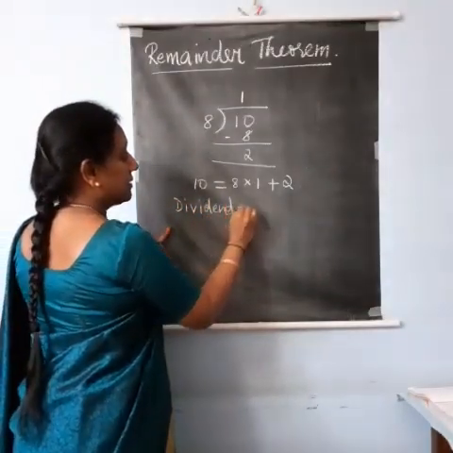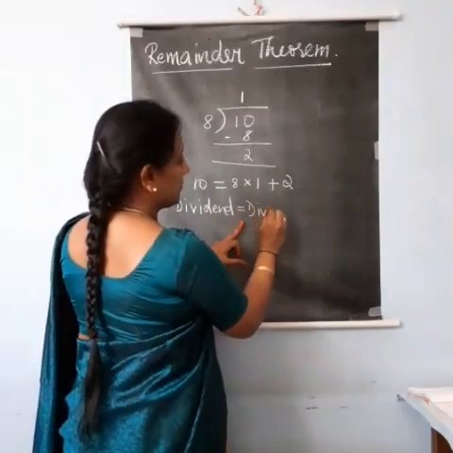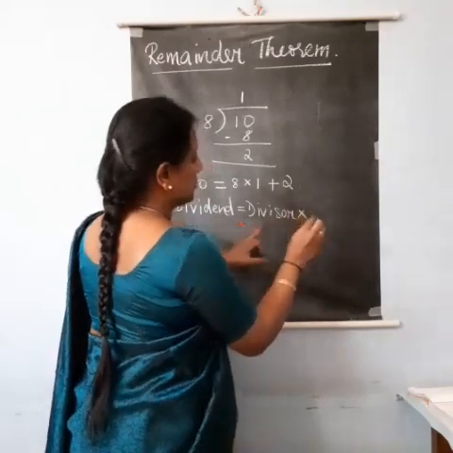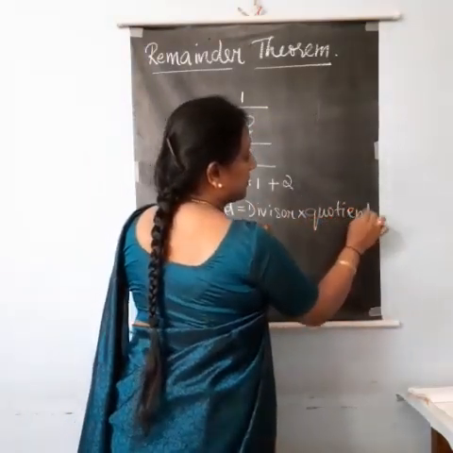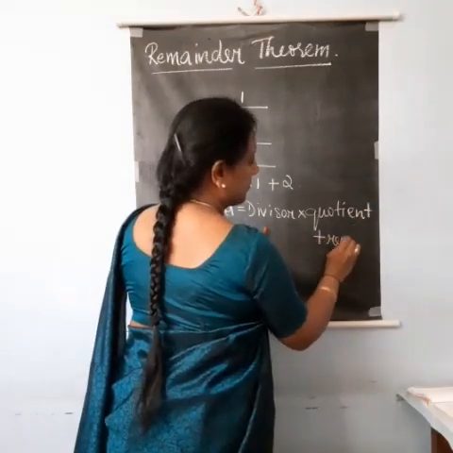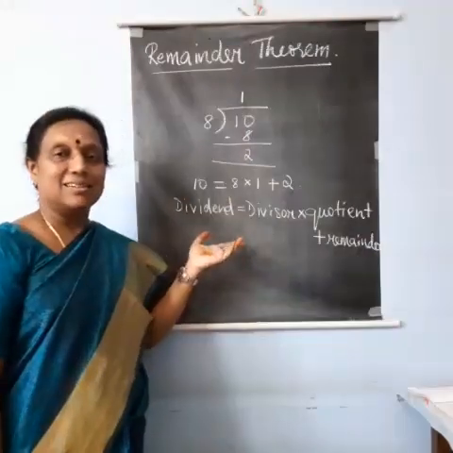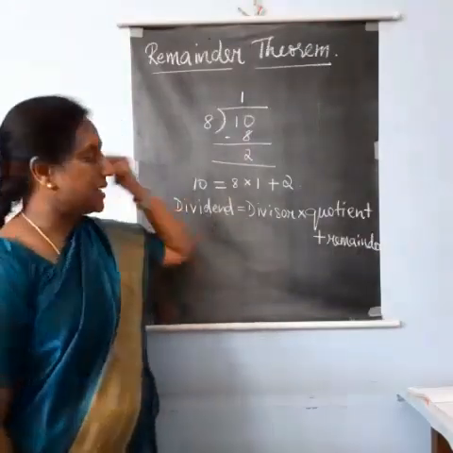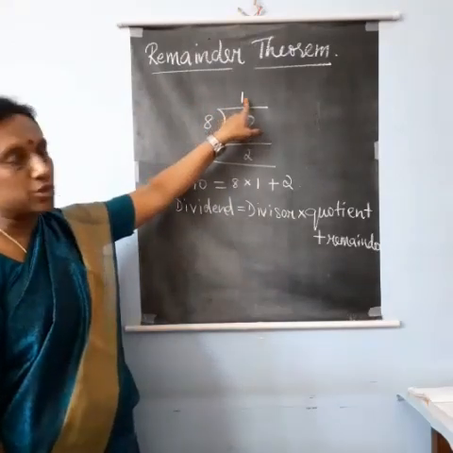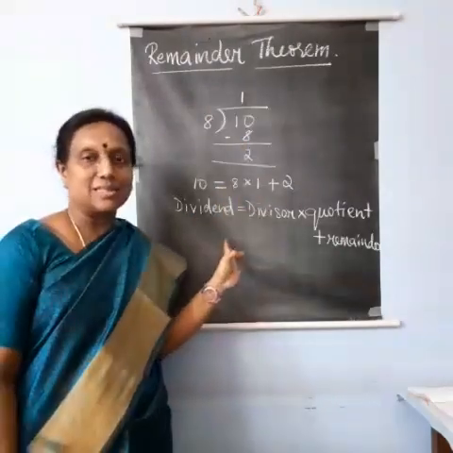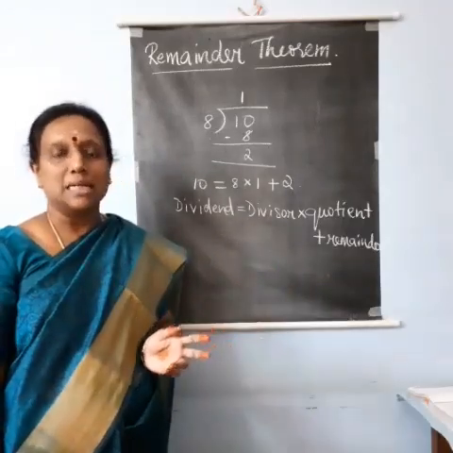Dividend is equal to divisor into quotient plus remainder. Now this is the division algorithm. What does it mean? The dividend is equal to the divisor into quotient plus remainder. This is known as the division algorithm, and this is what we have been using for all our numbers.